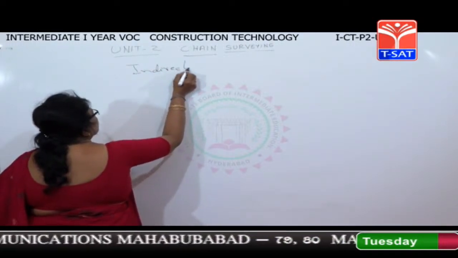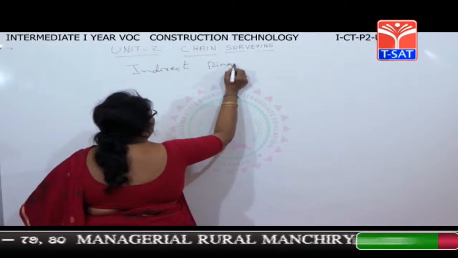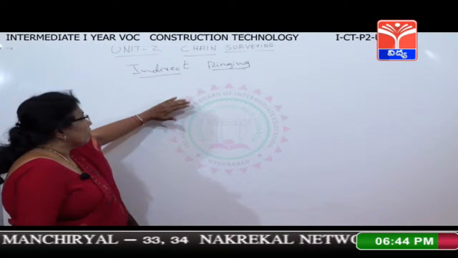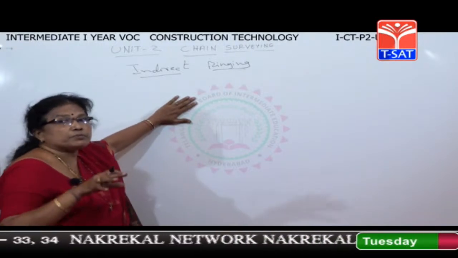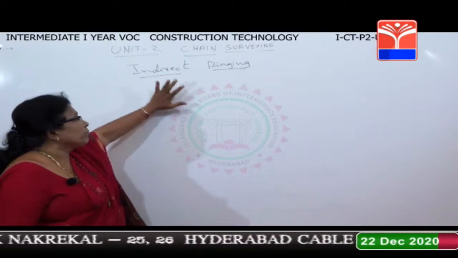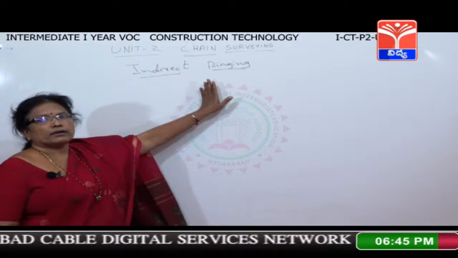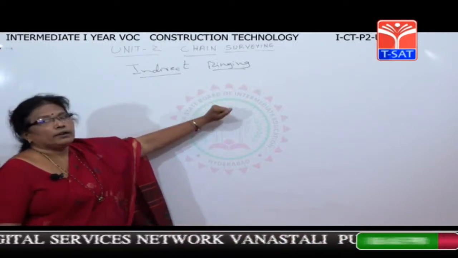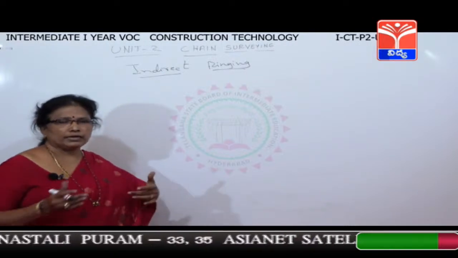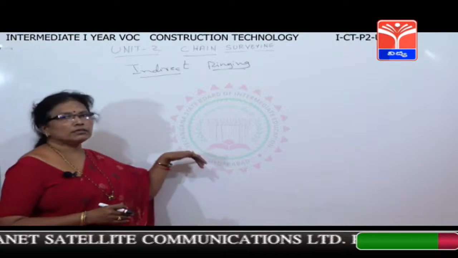This is the most important thing. Most important question and answer. Just write the purpose why we are doing indirect ranging. What you have to write? When both the endpoints are not visible to each other, indirect ranging is done. Now, in which situations? When high ground or any building intervenes between the 2 points, then both the points are not visible. That is the process.